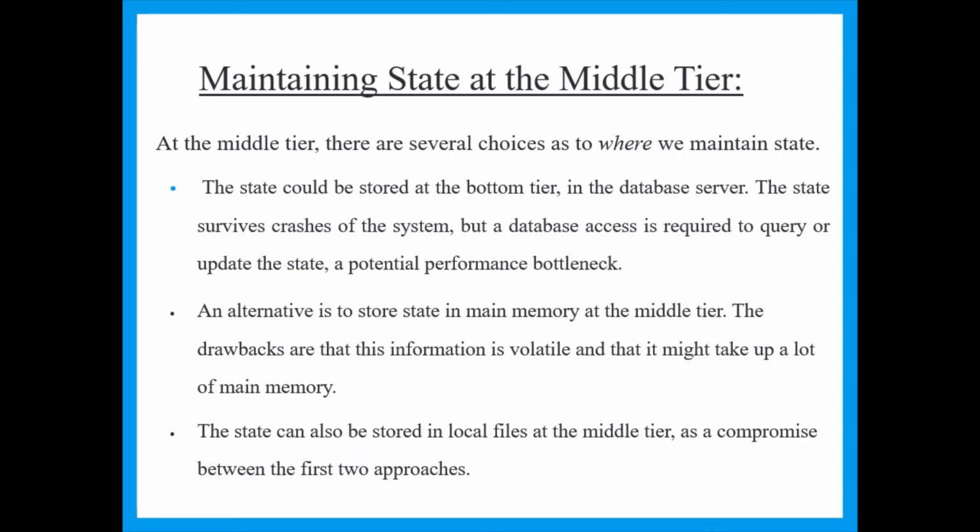A potential performance bottleneck. And second, an alternative is to store state in main memory at the middle tier. The drawbacks are that this information is volatile and that it might take up a lot of main memory. The state can also be stored in local files at the middle tier as a compromise between the first two approaches.